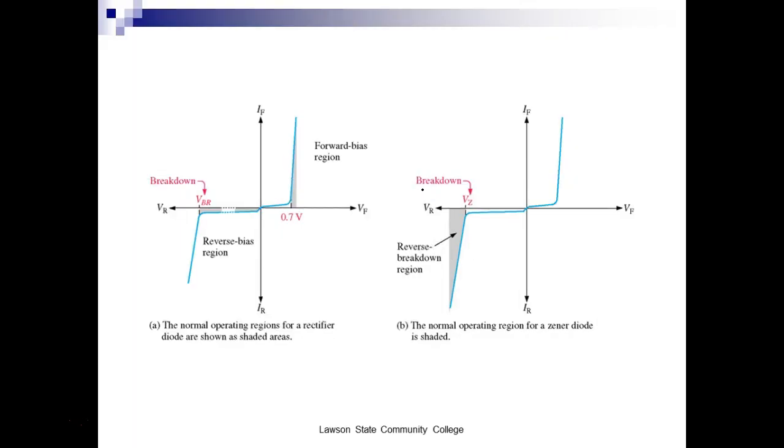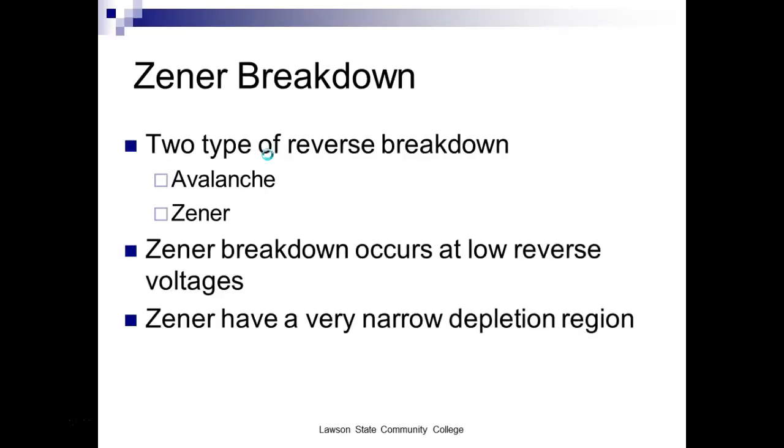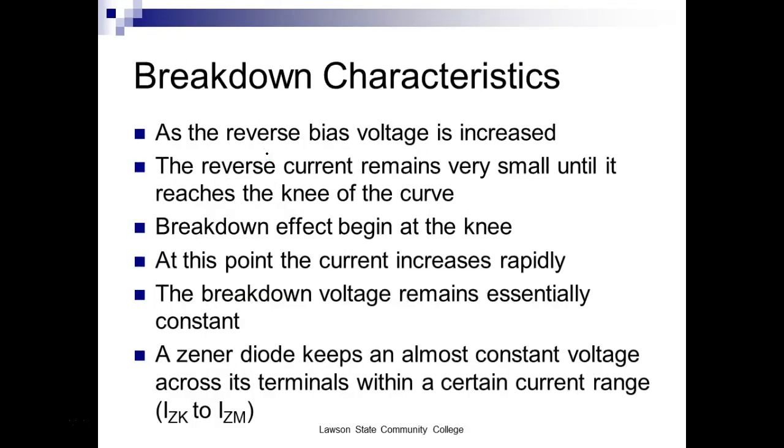So we call this right here what? Yeah, we call this the knee. Breakdown effect begins at the knee. At this point, the current increases rapidly. The breakdown voltage remains essentially what? Constant. A Zener diode keeps an almost constant output across its terminals within a certain current range. If you put too much current through it, it's going to burn up, right? You understand that?